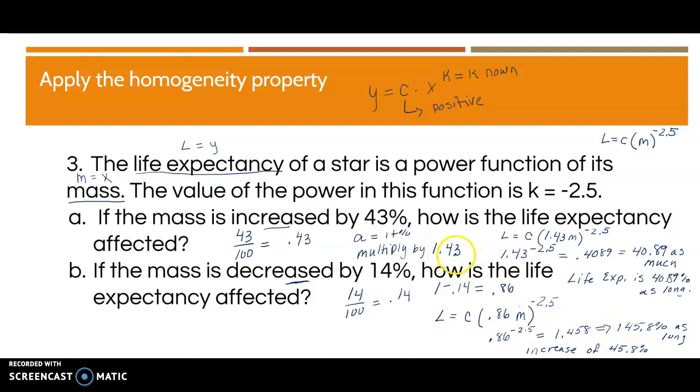This one is acting just like the one up here. When we increased by 43%, we multiplied by the 1.43, and so when we get this answer here of 1.458, that 1 is just the constant original amount, and then the percent here is in the decimal, and we see that it's increasing. And again, this is going opposite of what we expect. It's having an inverse relationship because of the negative. So when the mass goes up, the life expectancy goes down, and here, where the mass went down, then the life expectancy went up.